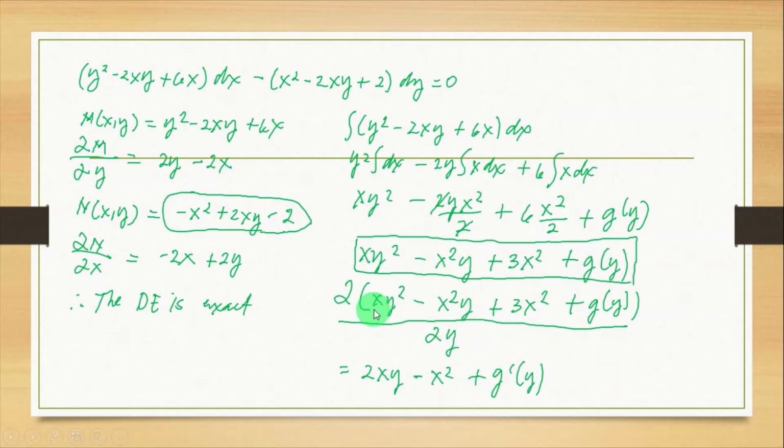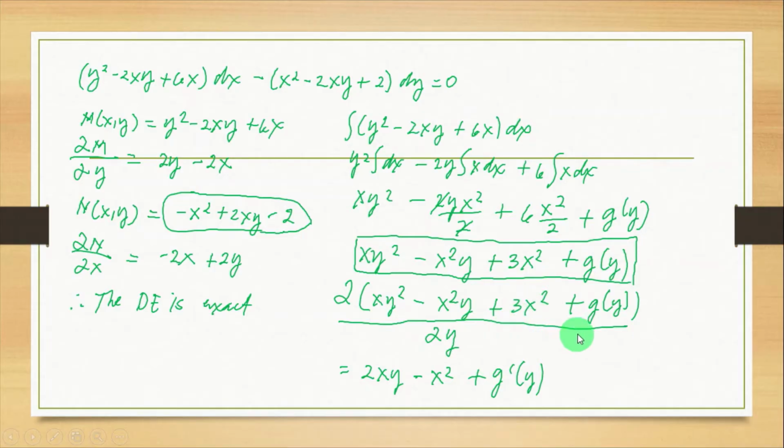So your x is held constant here. You take the derivative of y squared, that is 2y. So you have your 2xy. And again, in the second term, your x squared is held constant. You get the derivative of y, that is 1. So you have negative x squared, plus your 3x squared is constant. You consider your 3x squared as constant, so the derivative of that is 0.